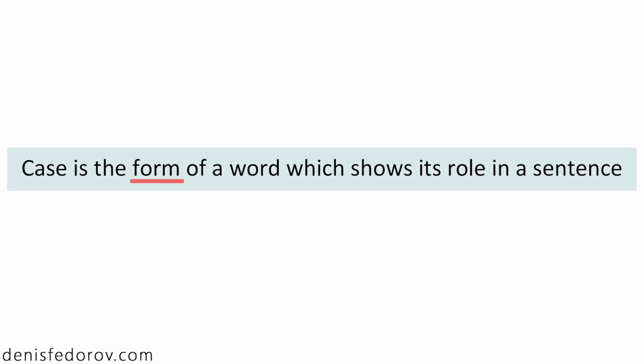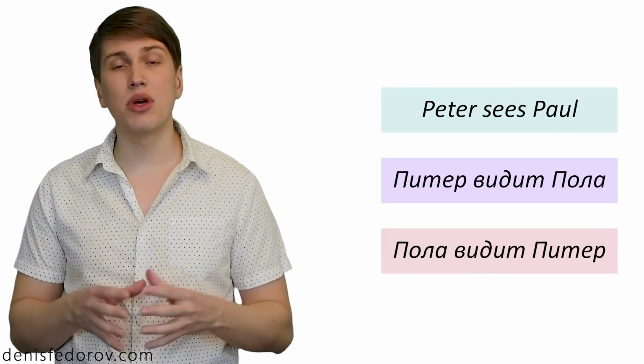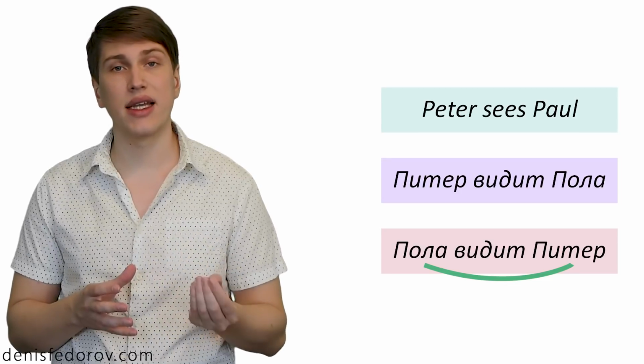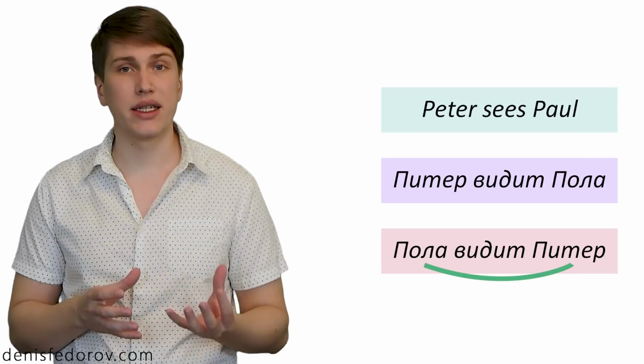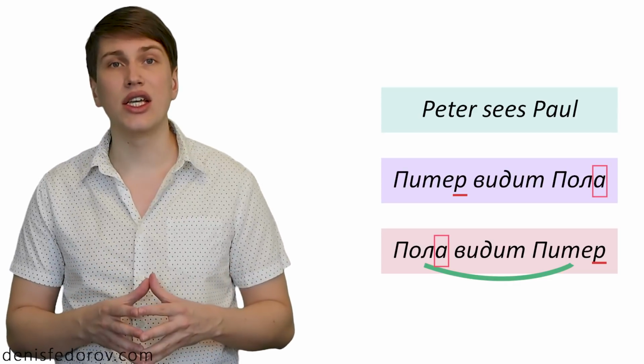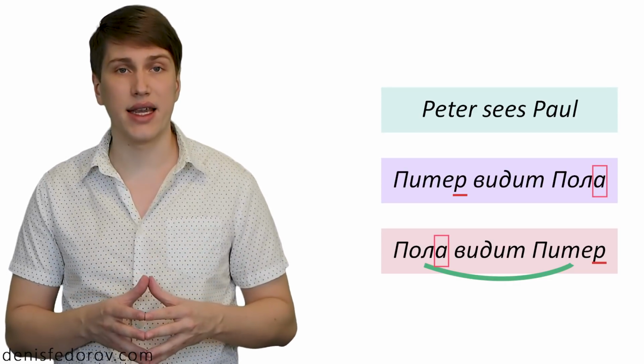So, cases are forms of words. They show what role a word plays in a sentence and show relationships between words. And in most situations, you understand which role some word plays in a sentence by the word's ending. So, the same word will have different endings in each of these 6 cases.